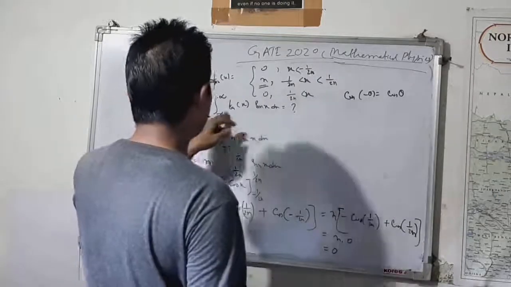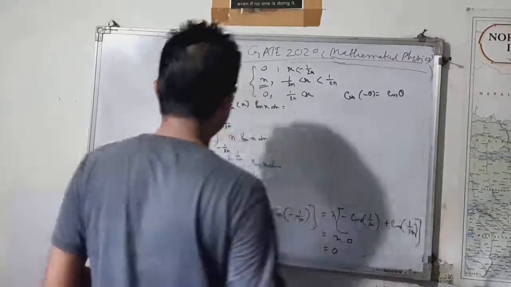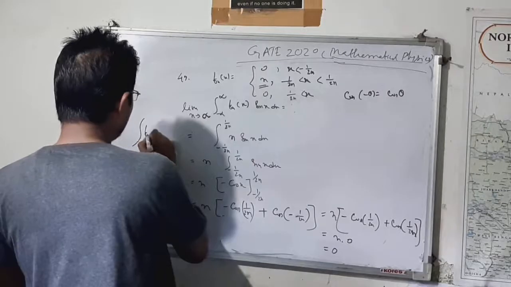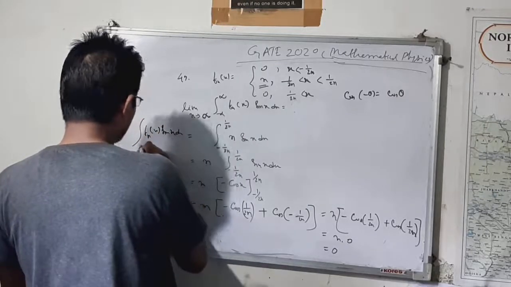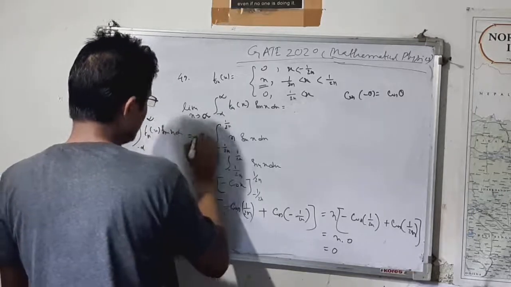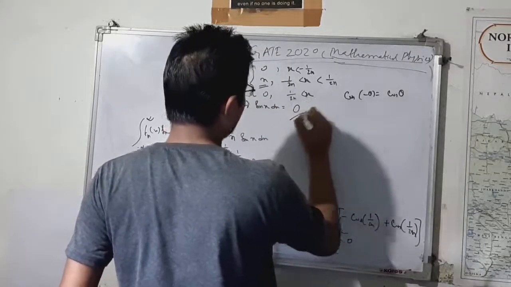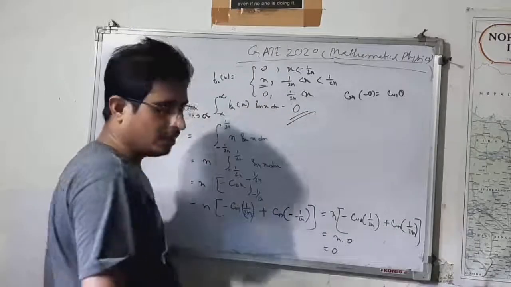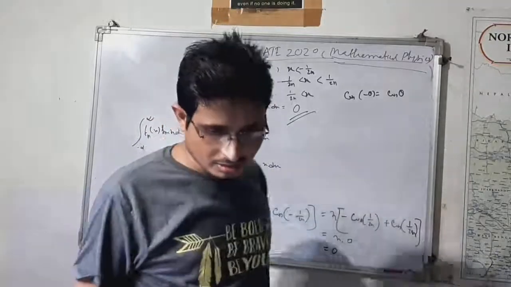So obviously this integral is 0, so the integration of f_n(x) sin x dx from minus infinity to plus infinity is equal to 0. So the limit as n tends to infinity is equal to 0. So the result will be 0. So this is question number 49.